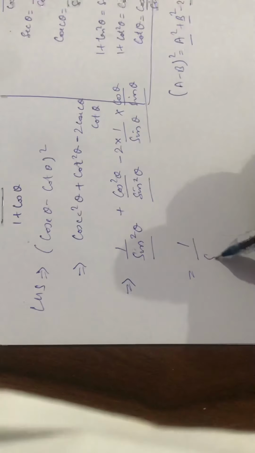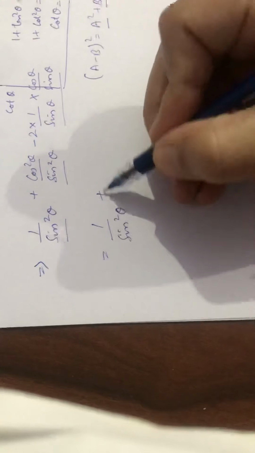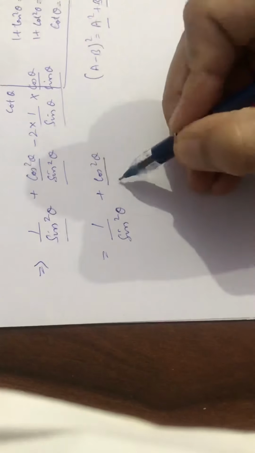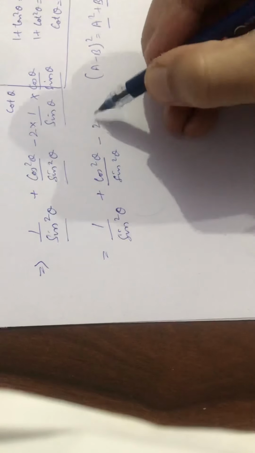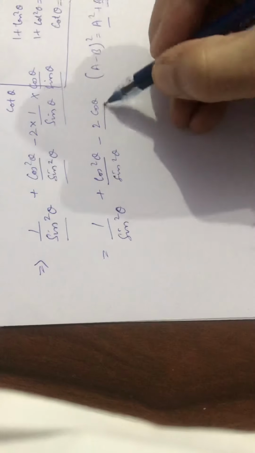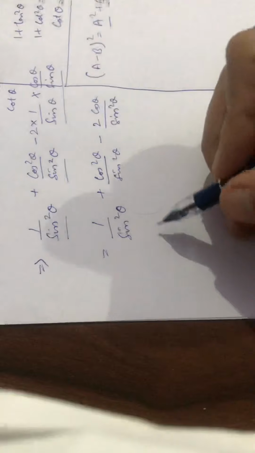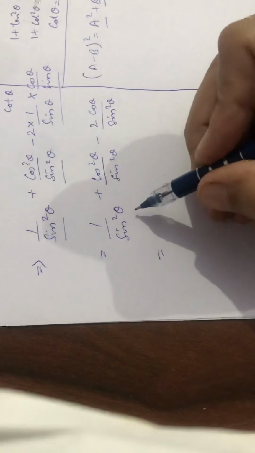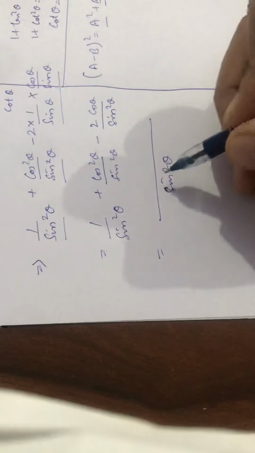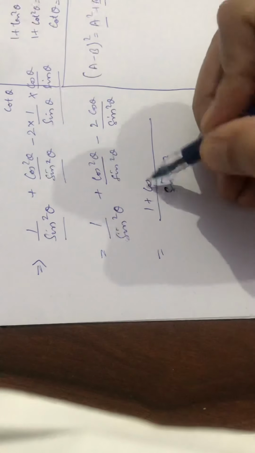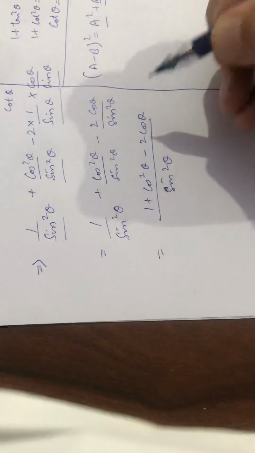So solving it further, sine square theta plus cos square theta minus 2 cos theta upon sine square theta. So this is how we will proceed. So what we see here is we have an LCM of sine square theta, then we have 1 plus cos square theta minus 2 cos theta.